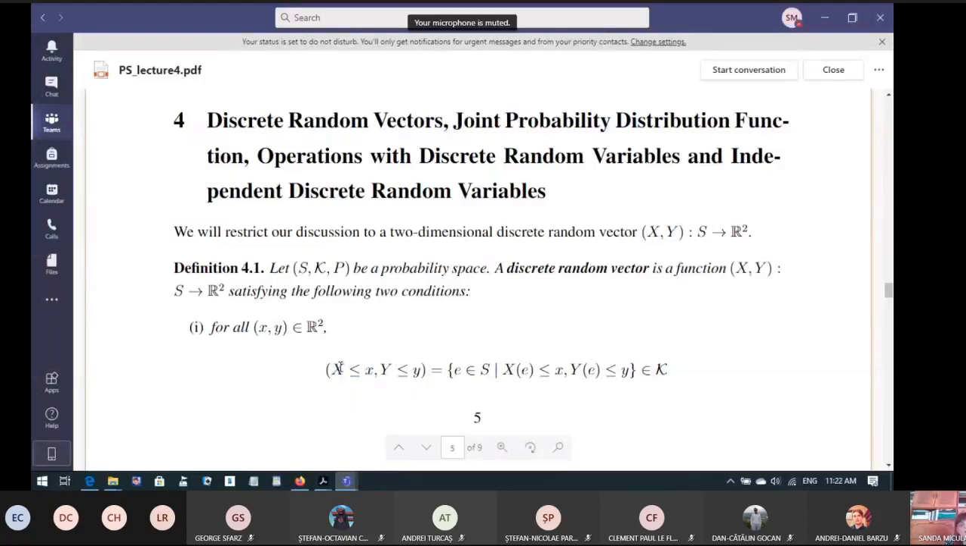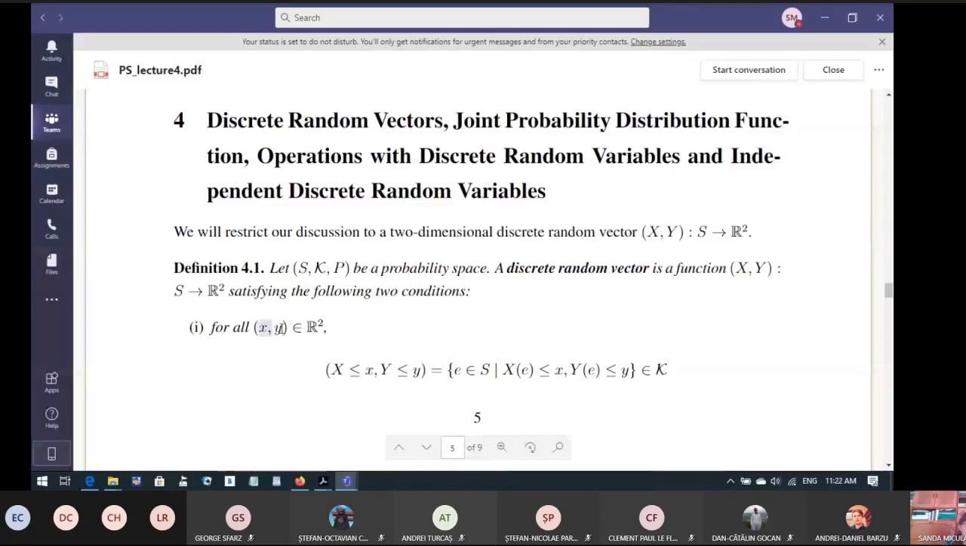So the event X less than or equal to x, Y less than or equal to y, which means what? Again, we describe it the same way we did for variables. The value of X at e is less than or equal to little x, the value of Y at e less than or equal to little y. This event, again, should belong to the sigma algebra, the sigma field, and for the same reason, because we want to be able to talk about the probability of this event, we want that to be well defined.